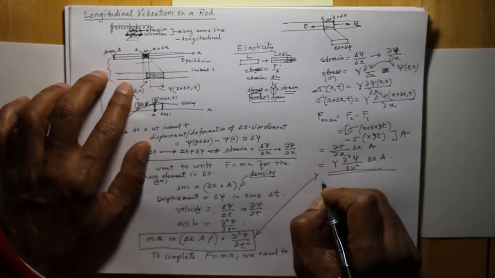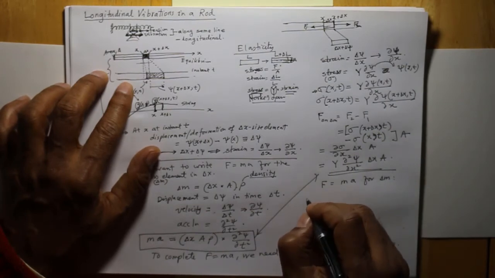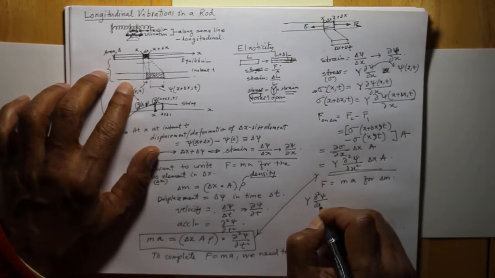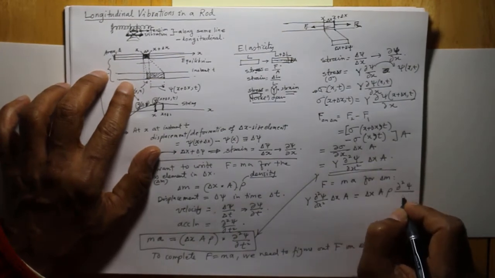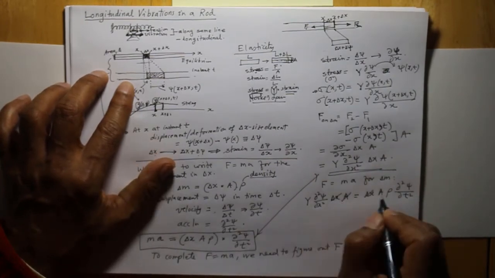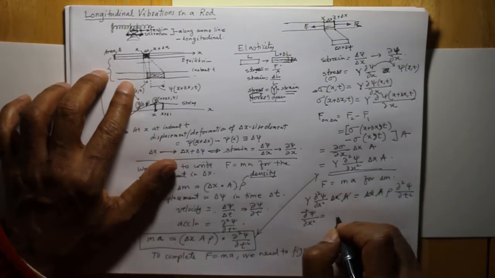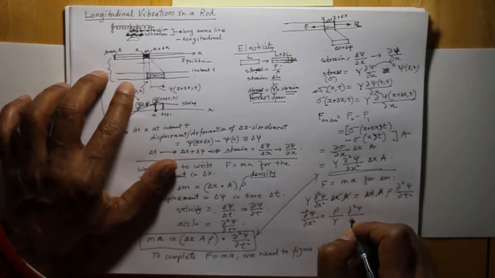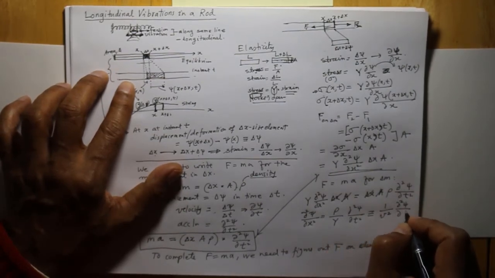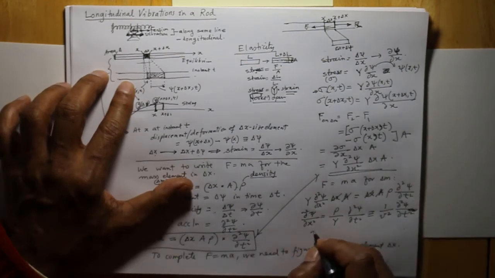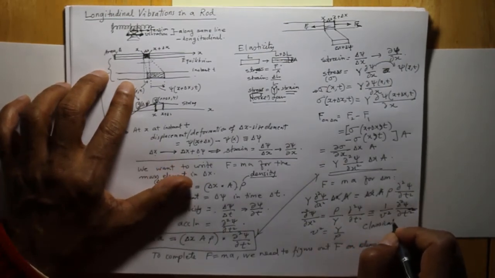These two together we can write F equals ma for delta M: Y d square psi dx square delta x A equals delta x A rho d square psi dt square. Delta x cancels delta x, A cancels A. So let me write down d square psi dx square equals rho over Y d square psi dt square, which you can see is a classical wave equation, and v square is Y over rho. So this will be the wave speed. This is a classical wave equation.